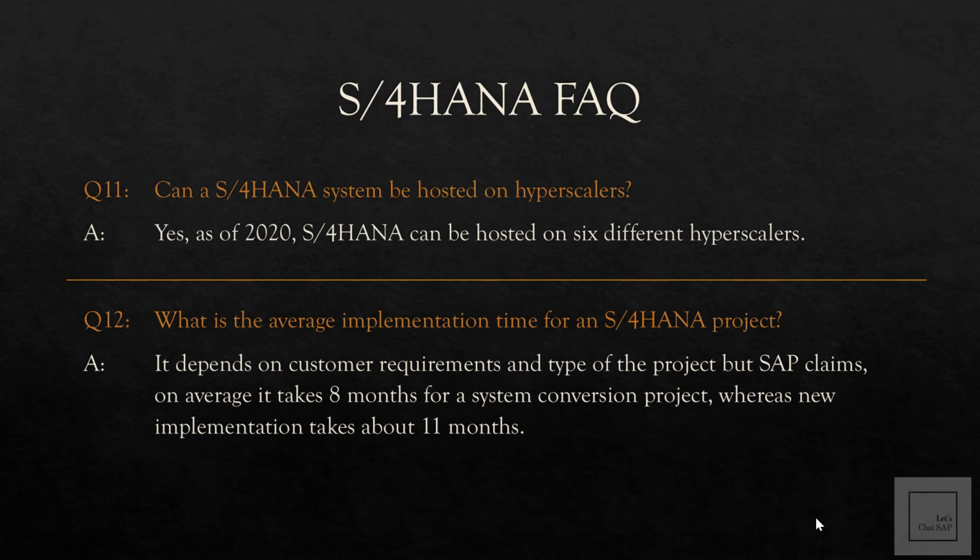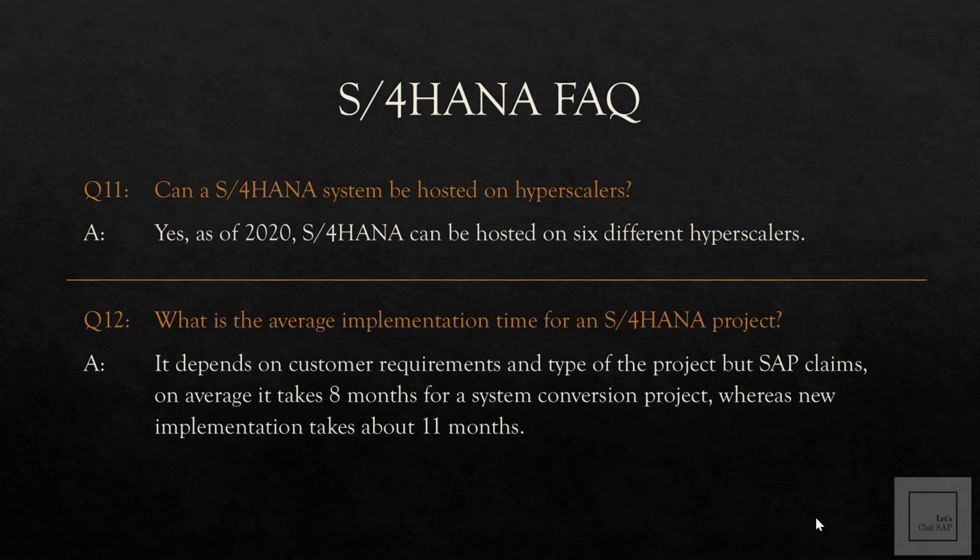Question number 11. Can a S4HANA system be hosted on Hyperscalers? Yes. As of 2020, S4HANA can be hosted on 6 different hyperscalers. They are Microsoft Azure, Amazon Web Services, Google Cloud, Alibaba Cloud Computing, Huawei Technologies, and IBM Cloud. Among these, I would say Amazon Web Services and Microsoft Azure are the most famous when it comes to hosting SAP applications.